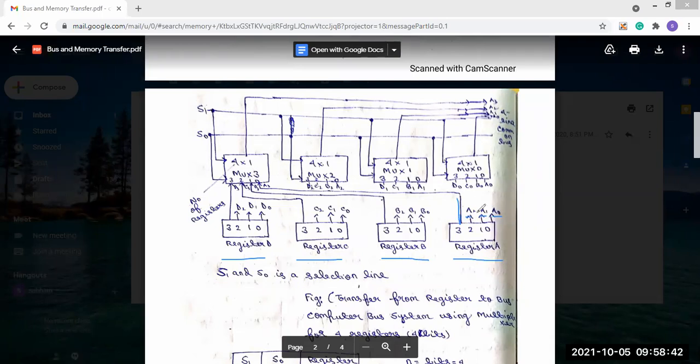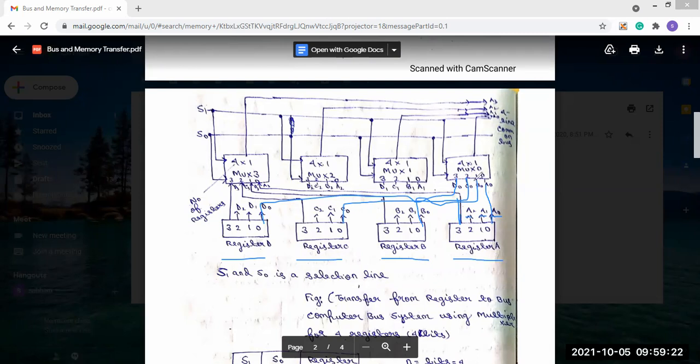So this multiplexer's input will be like this: A0 is connected, then B0 is connected, then C0 is connected here, and D0 is connected here. Like this, there will be 4 inputs present. So A0, B0, C0, and D0 are all connected with this multiplexer.